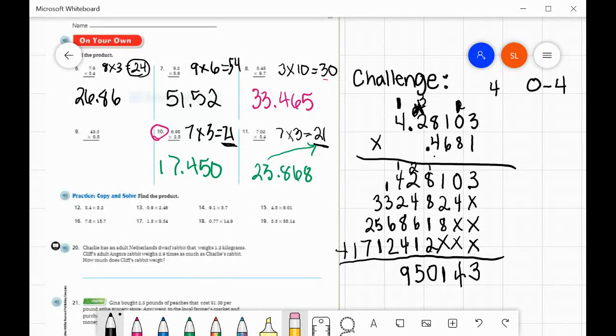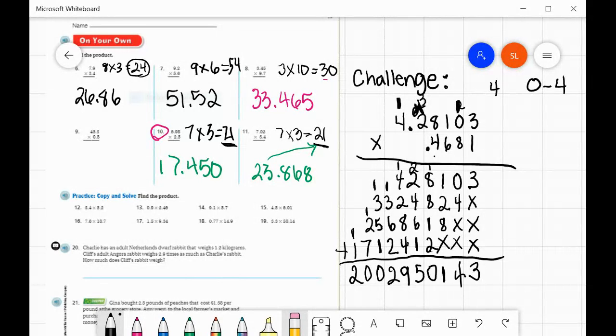Carry the 1. 3 plus 1 is 4. Plus 6 is 10. Plus 2 is 12. And then we have a 5. Plus 3 is 8. Plus 1 is 9. Plus another 1 is 10. Carry the 1. 7 plus 2 plus 1 is 10. Carry a 1. And a 2.